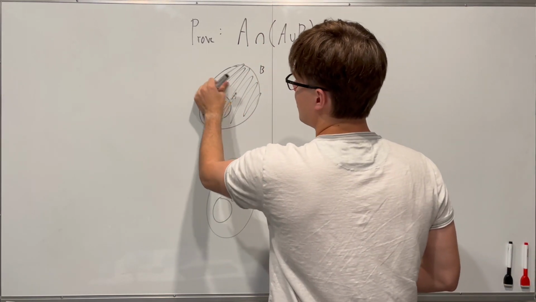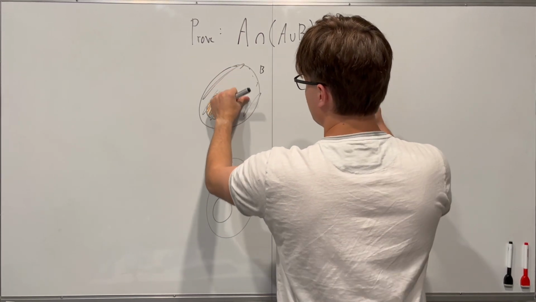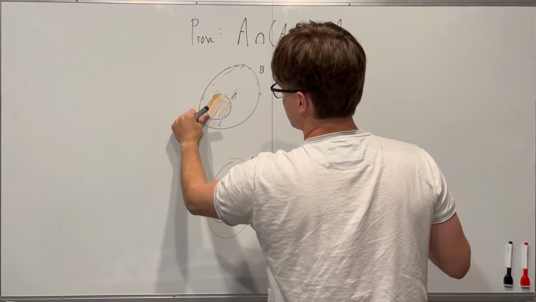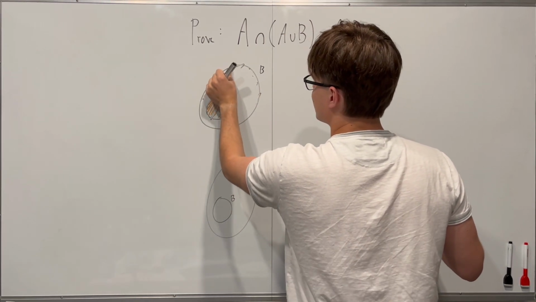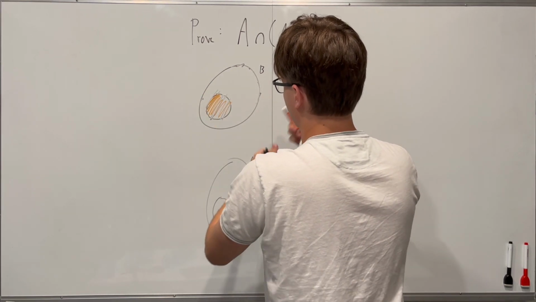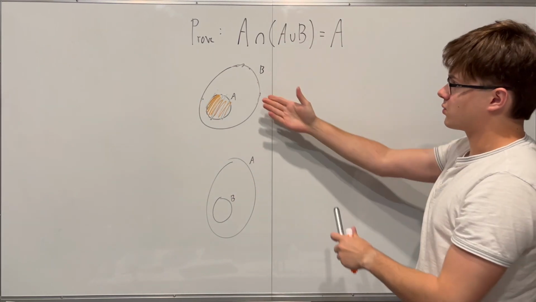We need to erase the other parts that don't share something with A, in the intersection of A and the union of A and B. So we need to just erase this section right here since it doesn't share anything with A. Let me actually rewrite that to look a little nicer. There we go. Okay, so in this case, we're also getting A back.